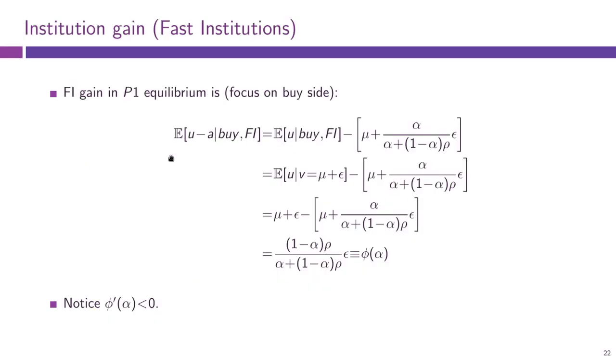Okay, let us look at the profits. So from this point onwards, suppose that P1 equilibrium exists.